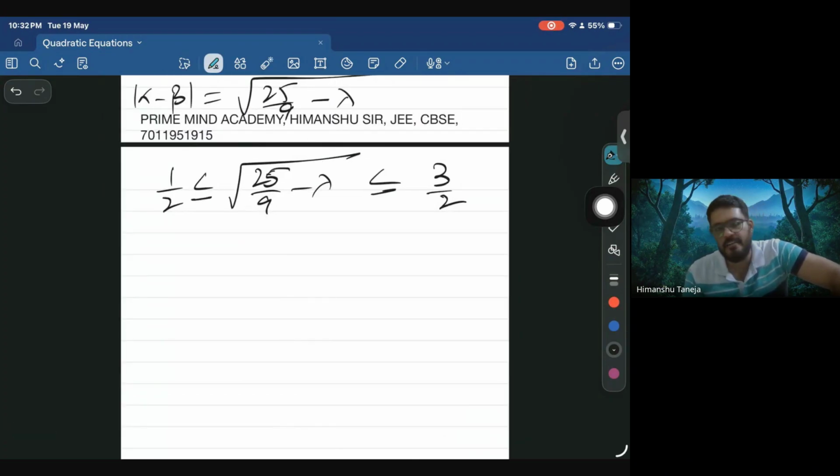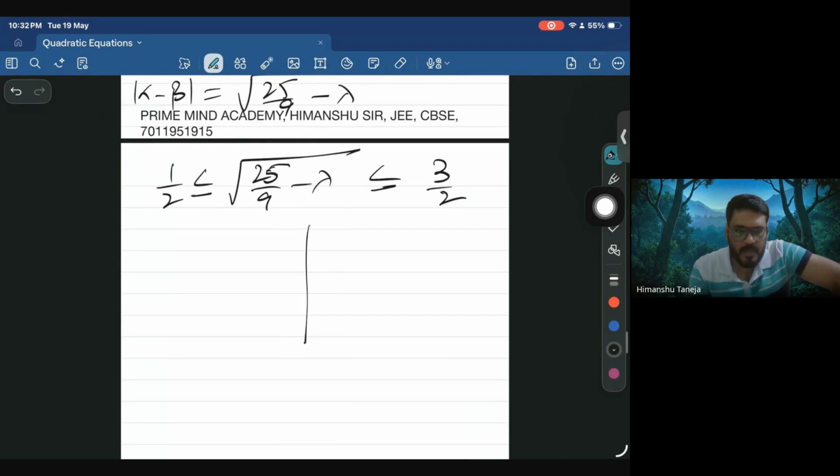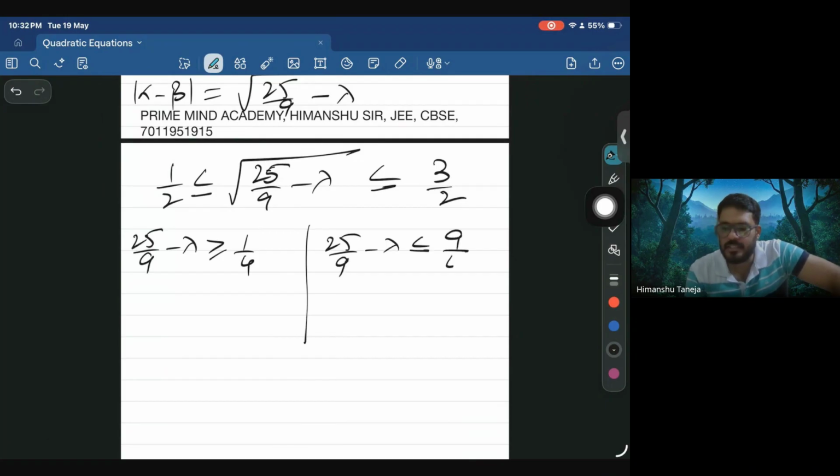So under root 25 by 9 minus lambda, squaring both sides, one part of the inequality becomes 25 by 9 minus lambda is greater than equal to 1 by 4. And similarly, the other part becomes 25 by 9 minus lambda is less than equal to 9 by 4. So in this way, I have divided the inequality into two parts for getting the value of lambda in this particular situation.